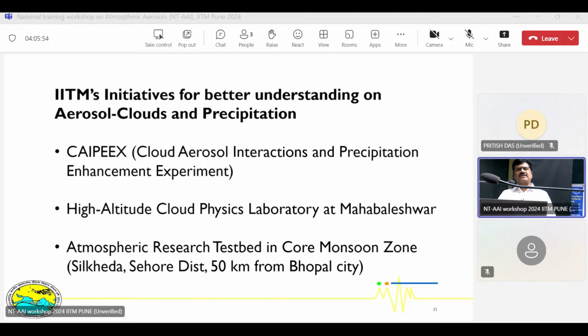Here, the advantage is that we get clouds close to the surface where the aerosols are emitted, and we can simultaneously look at the measurements and infer how the aerosols are influencing the cloud microphysics. Also, we are setting up an atmospheric research test bed in the core monsoon zone in central India, 50 kilometers from Bhopal city. There we also set up all the instrumentation facilities. So if some of you are from near Madhya Pradesh, you can visit anytime, or plan to visit later.